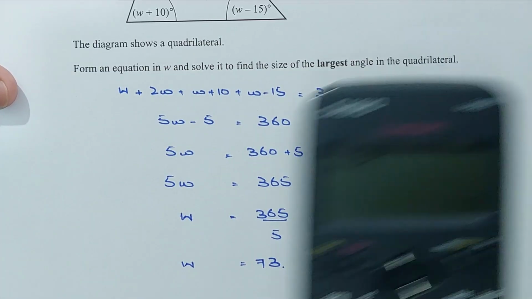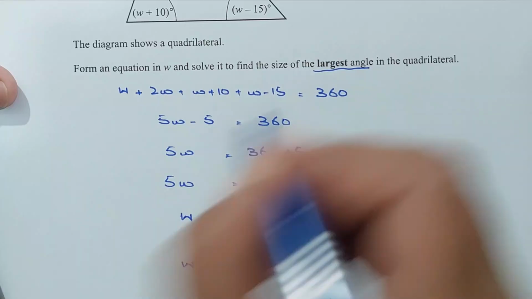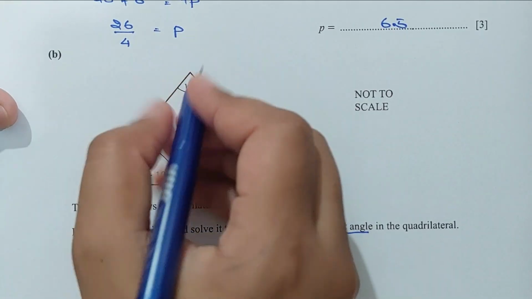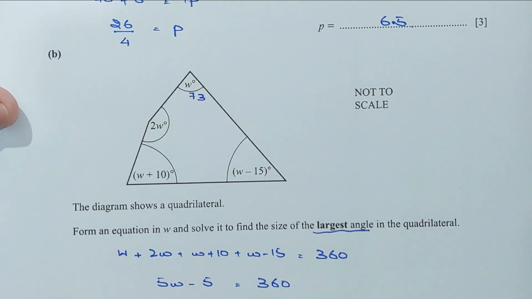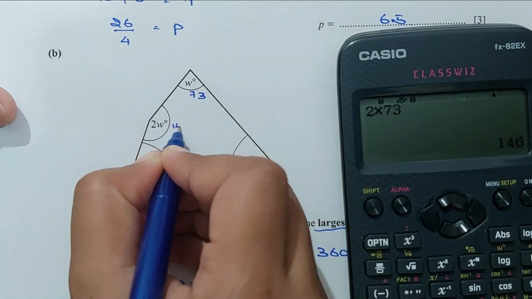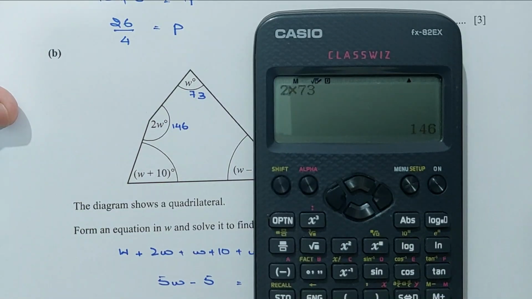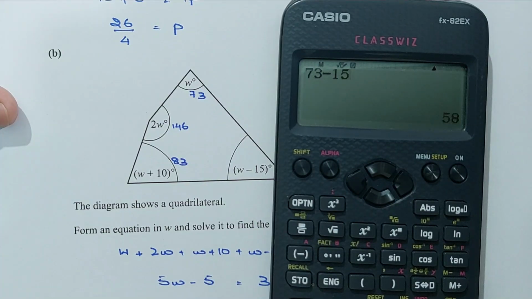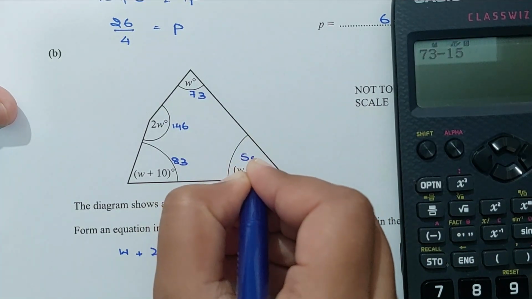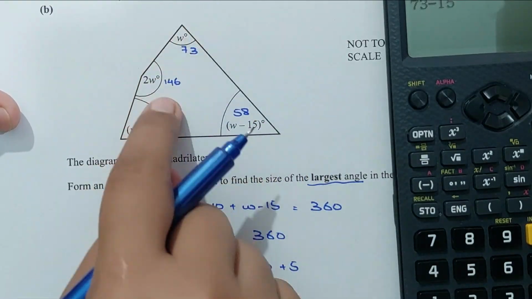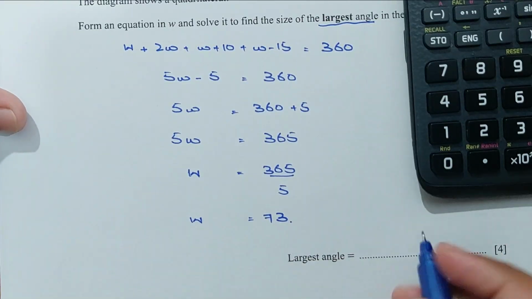Now we have to find the size of the larger angle in the quadrilateral. Which is the larger angle? So this is w, which is 73. 2 times w, we have 2 times 73 is 146. And 73 plus 10 is 83. And 73 minus 15 is 58. So the larger angle is 146. As you guys can see, the larger one is 146.